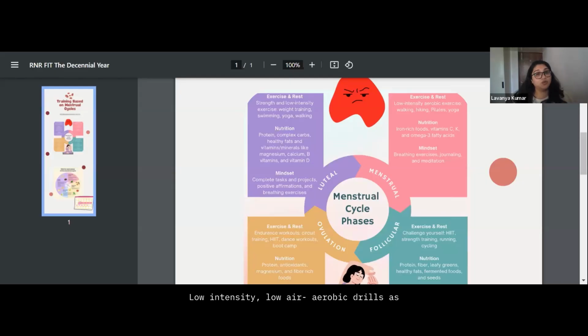Low intensity, low aerobic drills as well as strength drills, because rehab exercises will be focused on strength mainly. So simple walking, cycling to an extent, water work if it allows them to. I wouldn't suggest hiking and all, but these are examples that are there even for other females who are not athletes. They can take it up. But basic flexibility and mobility drills can be done here.